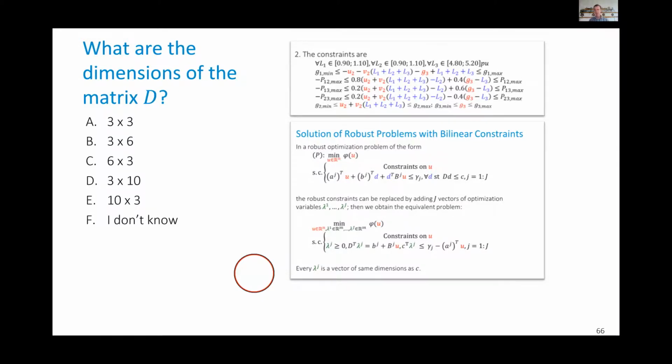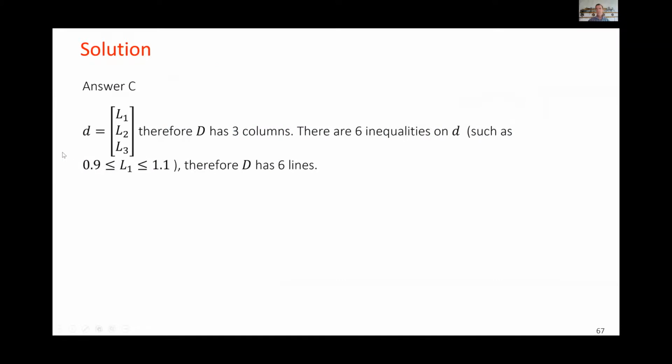Close the poll in a few seconds. And here the correct answer is C. It has 6 rows and 3 columns. The vector D is this one. There are 3, so D has 3 columns. This is the number of dimensions. But there are 6 inequalities on D because we have 2 inequalities per component of D. So there are 6 inequalities in total.